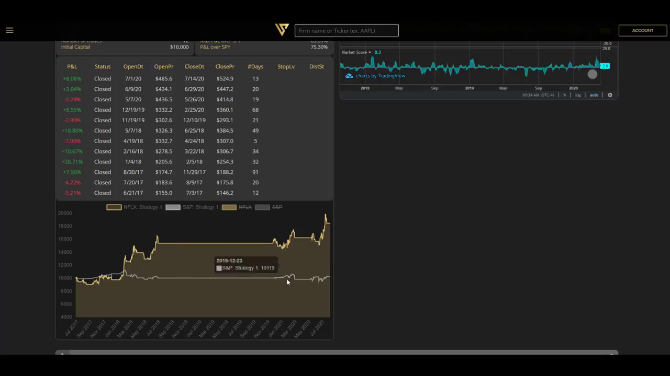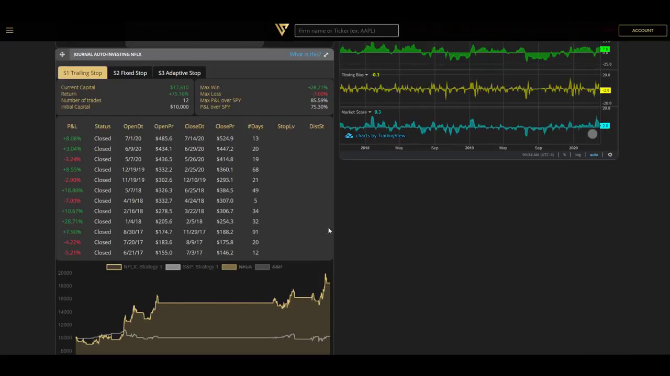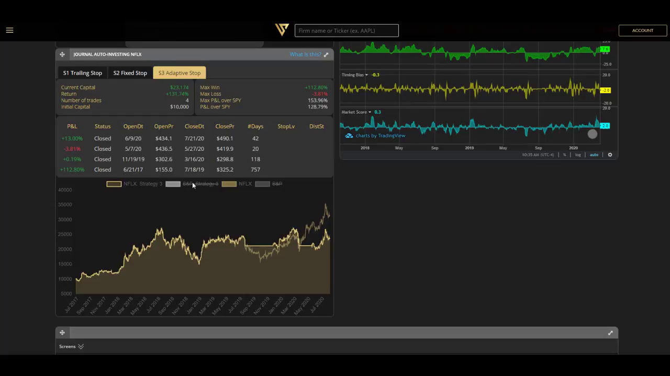Right. In the end, you were better off employing the strategy than buying the S&P every time you deploy capital. And you can see the difference, 85% and 75% here. So that is fairly significant. And you can see all the trades here. If you go look at adaptive stop, let's see the difference here. If we compare to buying the S&P, you're way above if you had bought the S&P instead of Netflix, right?